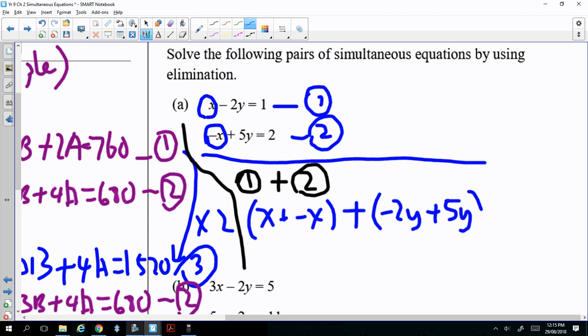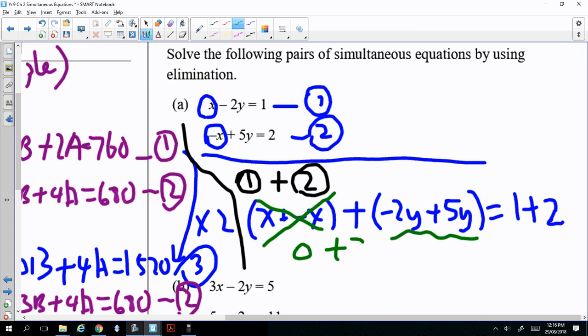That's just 3y. So you add the x to the negative x, add the negative 2y to the 5y, add the 1 and the 2. When you add them, can you see the x gets cancelled? It gets 0. And that becomes 3y equal to 3. And what's y equal to? Well, x gets eliminated, right?